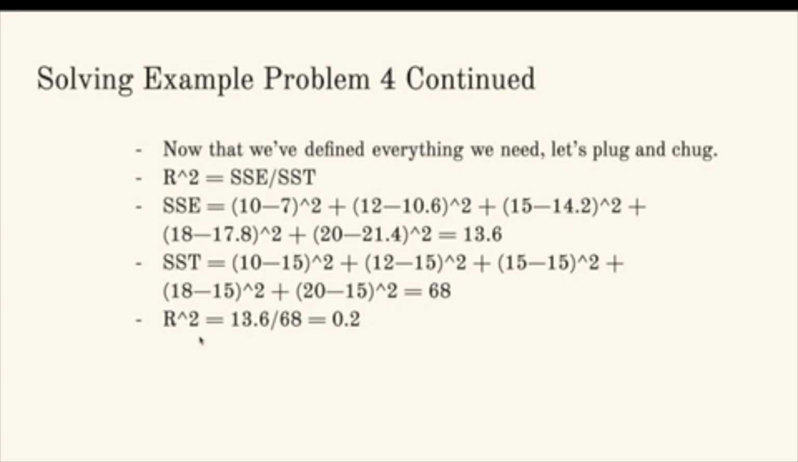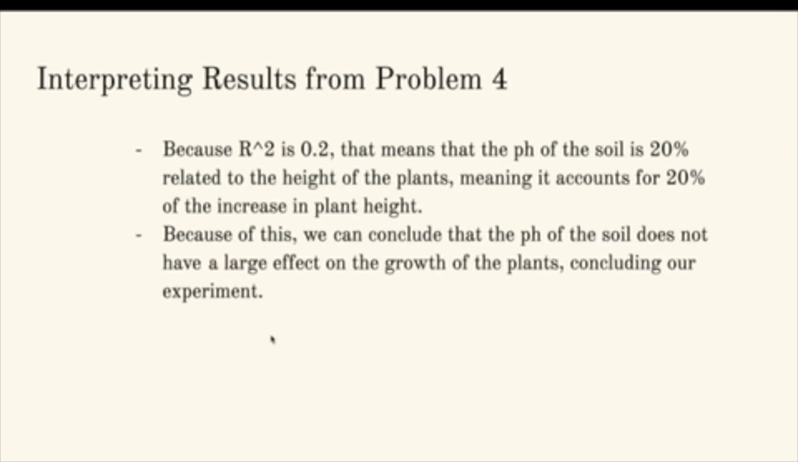Interpreting the results from problem 4. Because R squared is 0.2, that means the pH of the soil is 20% related to the height of the plants, meaning it accounts for 20% of the increase in plant height. Because of this, we can conclude that the pH of the soil does not have a large effect on the growth of the plants, concluding our experiment.